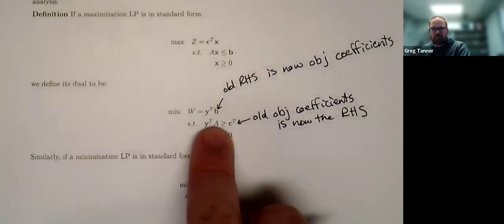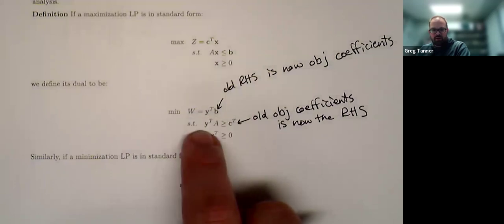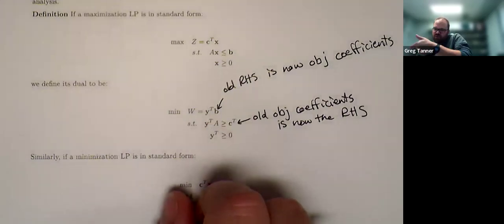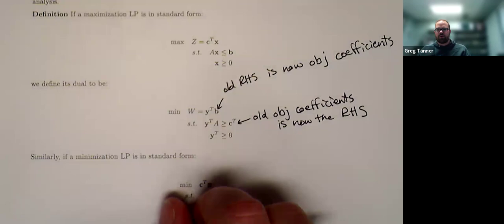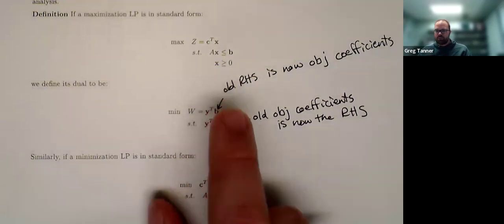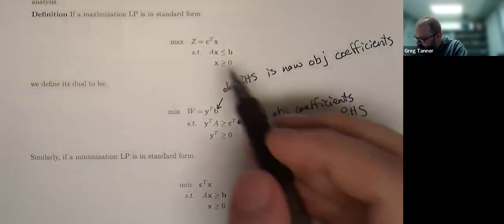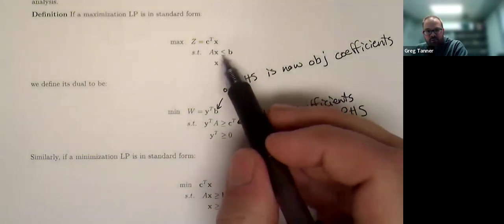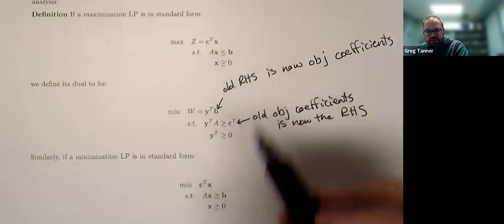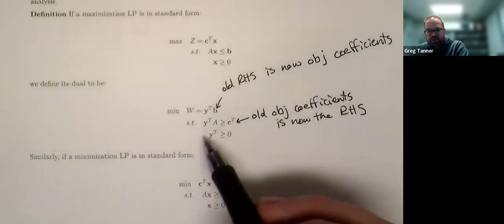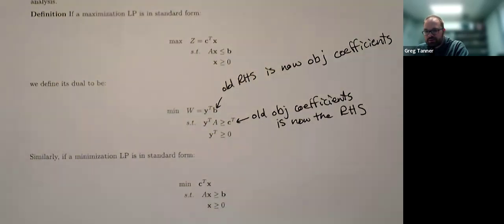You'll notice now our variables y are multiplying on the left. So in essence, you've transposed that A matrix, and the dual problem has a transposed matrix. The other thing to note is that in the maximization in standard form, you've got less than or equal to constraints. In the dual program, they're greater than or equal to constraints. And each of your dual variables should be greater than or equal to 0.